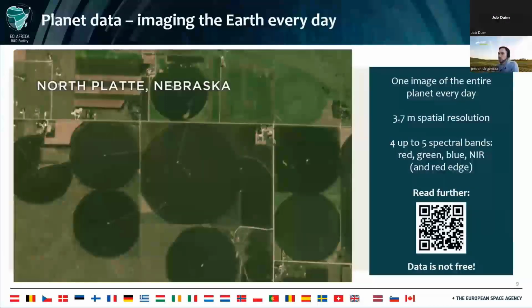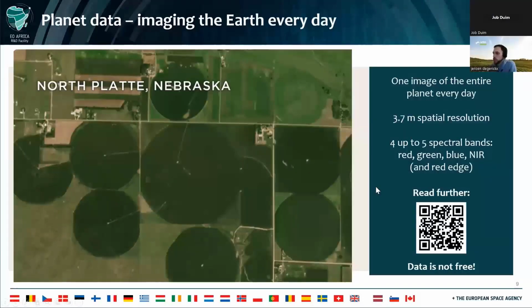As an alternative, there are some commercial data providers offering even higher resolution data, and I think Planet is one of the most famous ones. But there are others as well. So Planet offers, or at least tries to offer, one image of the entire planet. So no matter where you are on the planet, you'll always have one image every day at around 3 meter spatial resolution for, again, also a limited number of bands.